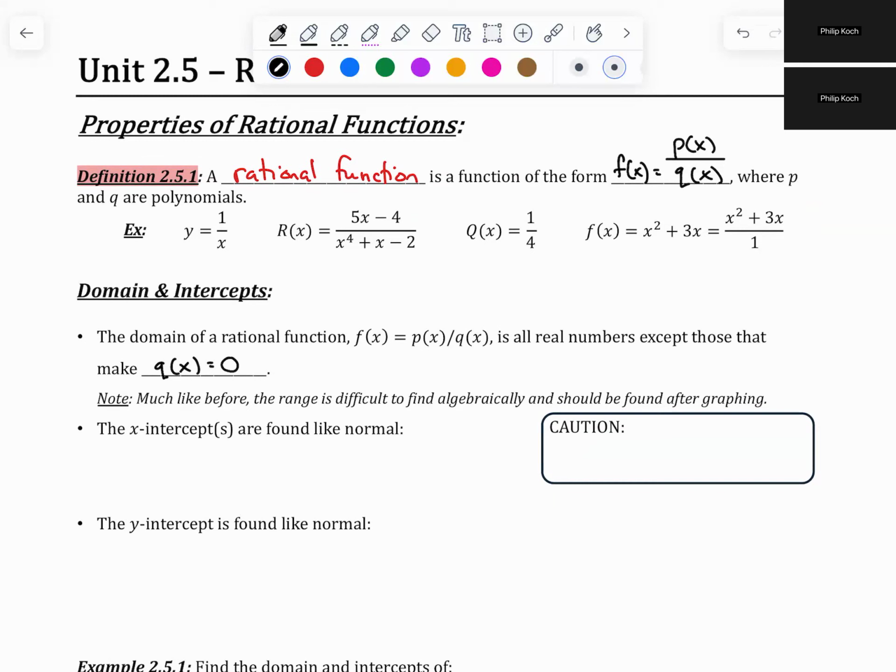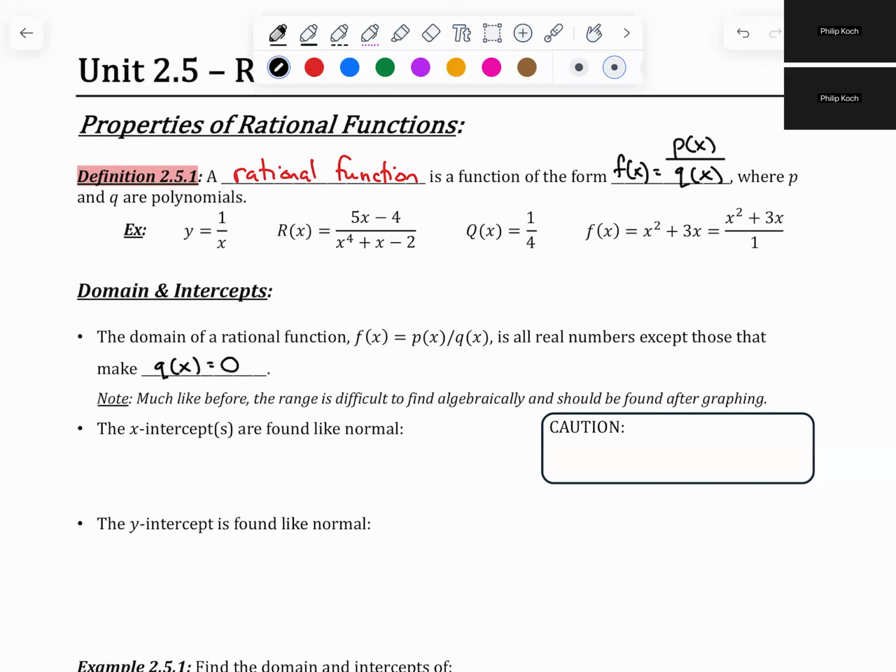Which is not surprising. We've already talked about that when it comes to domain. When you're looking for the domain of a function, you're always trying to find the places where it doesn't exist, to exclude them from the overall set. So we can't have the denominator of the rational function being equal to 0. Finding the range is a very, very challenging thing to do algebraically. You usually use that for graphing, but we'll get to that.